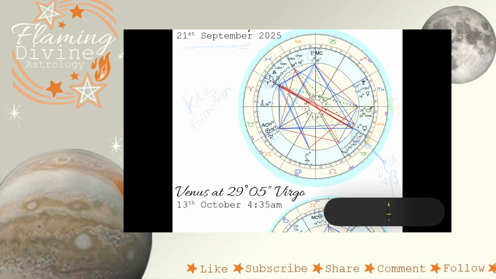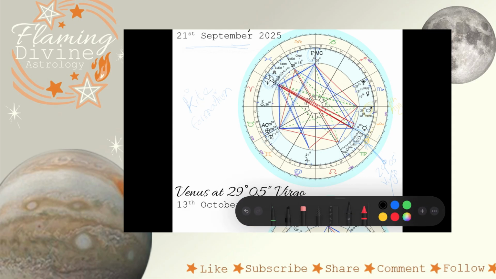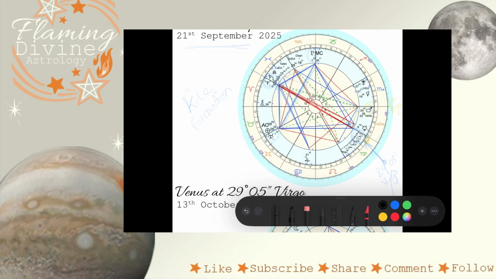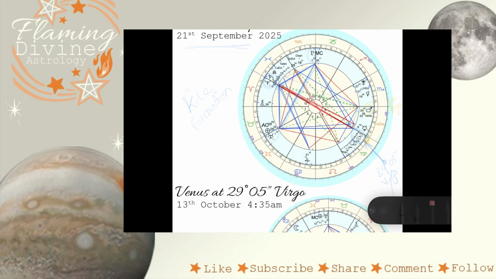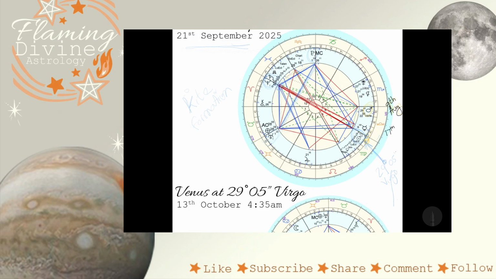I need to change this pen. Let's change it to black, see if that works. So that was on the 9th of August when Mars activated this kite. And then Mercury had its turn as it moved into Libra, and that was on the 17th of September, just before this solar eclipse. The lunar eclipse was on the 7th of September, I believe.